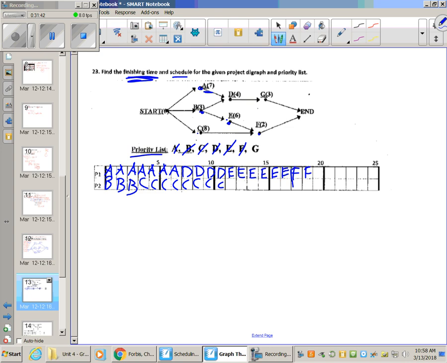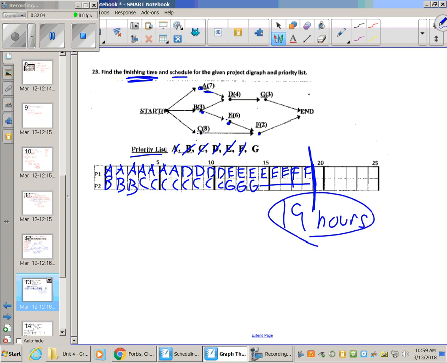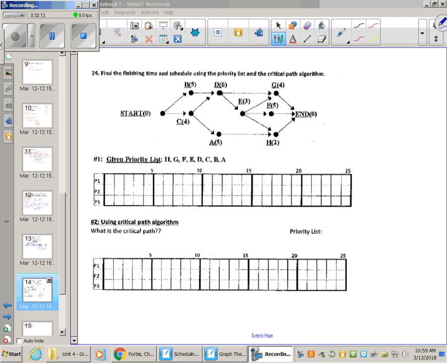And then lastly for G, its prereq is D. So I can either put it here or down here, but if I put it down at P2, it's past D, so we're good. So let's just put it as far left as we can, right here. 1, 2, 3. This would go all idle, and we finish at 19 hours. So with that priority list, we finish in 19 hours. Might not be the minimum amount, but based off that priority list, it is. Okay, so that's one question I'll ask for you.